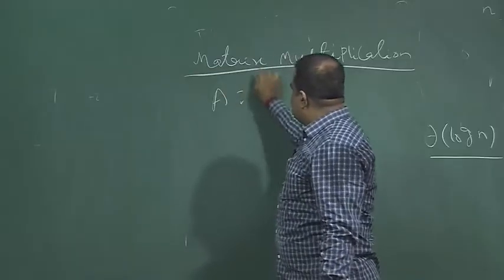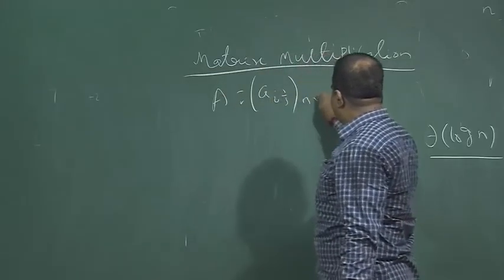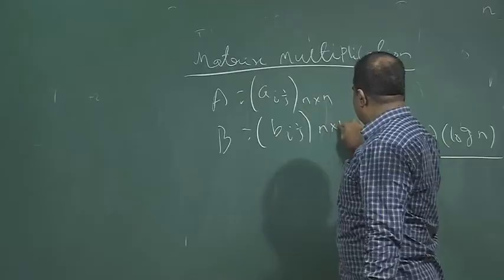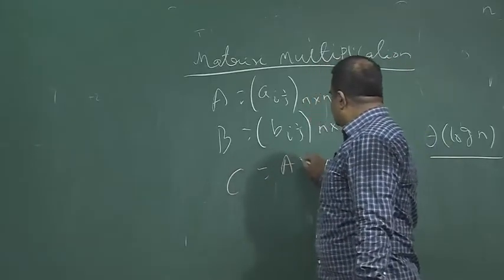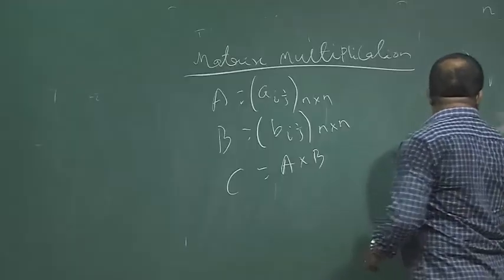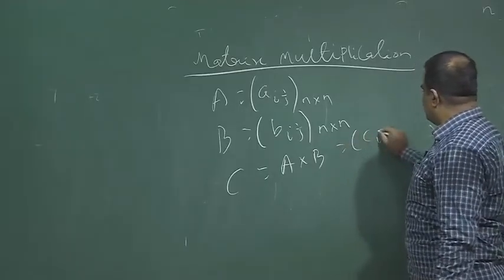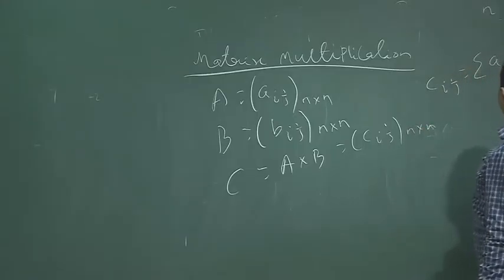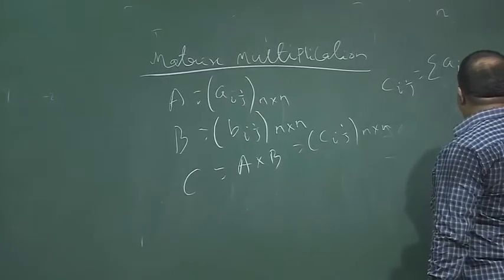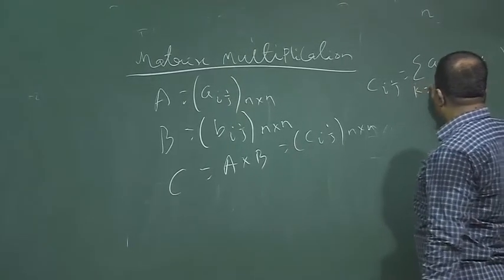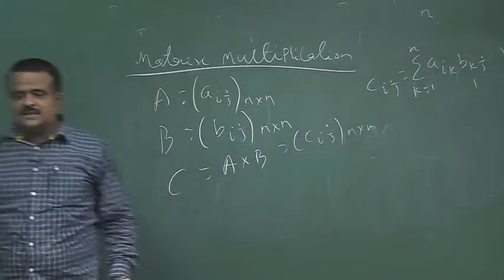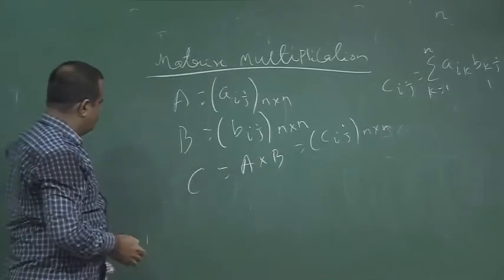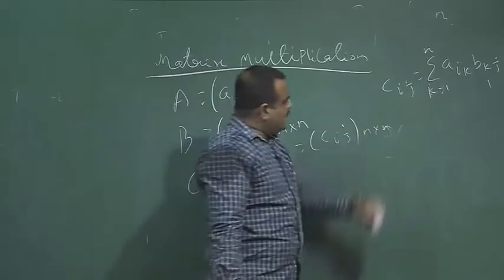Suppose we are given two matrices A(ij) and B(ij), both n cross n. And we have a C matrix, which is basically their multiplication. C is also an n cross n matrix, C(ij). Now we know C(ij) is the summation of A(ik) into B(kj), for k equal to 1 to n. We take the ith row of A and the jth column of B, and then we do the inner product. So how to get C(ij)?